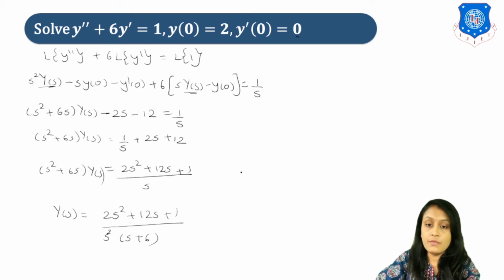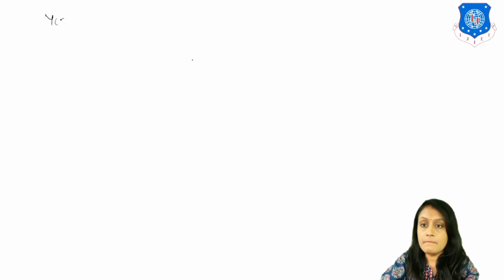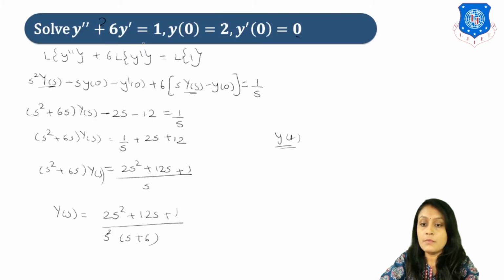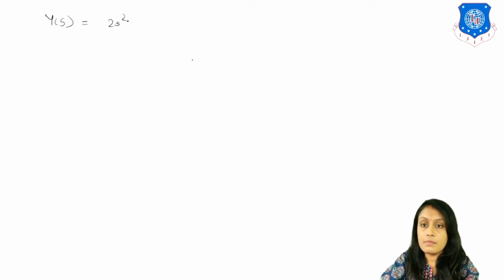Now this is our Y(s). So what we have to do is find y(t). For that we have to find the Laplace inverse of this term, and for that we will apply the partial fraction method. Let's write Y(s) once again. Y(s) is (2s squared plus 12s plus 1) upon s squared into (s plus 6). This is the Y(s).